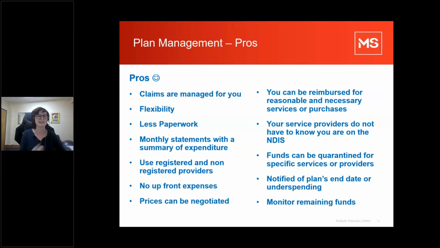They'll keep the invoice. You probably want to keep it for warranty anyway, but then that can be reimbursed to you. So again, nobody has to know that any of this is happening, that you are on the NDIS at all, or how this is actually being paid long term.